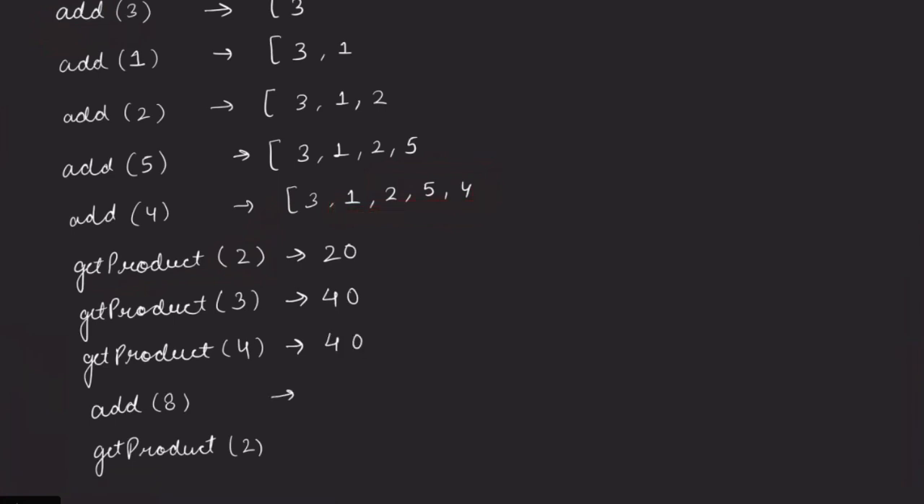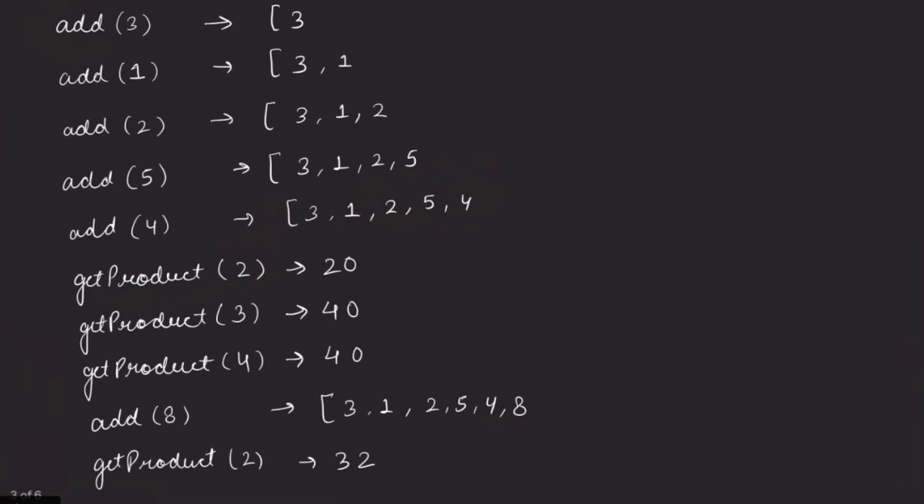Then they are asking us to add an 8 into the stream, so the stream will look like 3 1 2 5 4 8, and then the product of the last two numbers, which is 4 and 8, will be 32. So this is how we can do it. Now here we are maintaining an array or a vector, and when we are adding a particular number into it, that will take constant time.